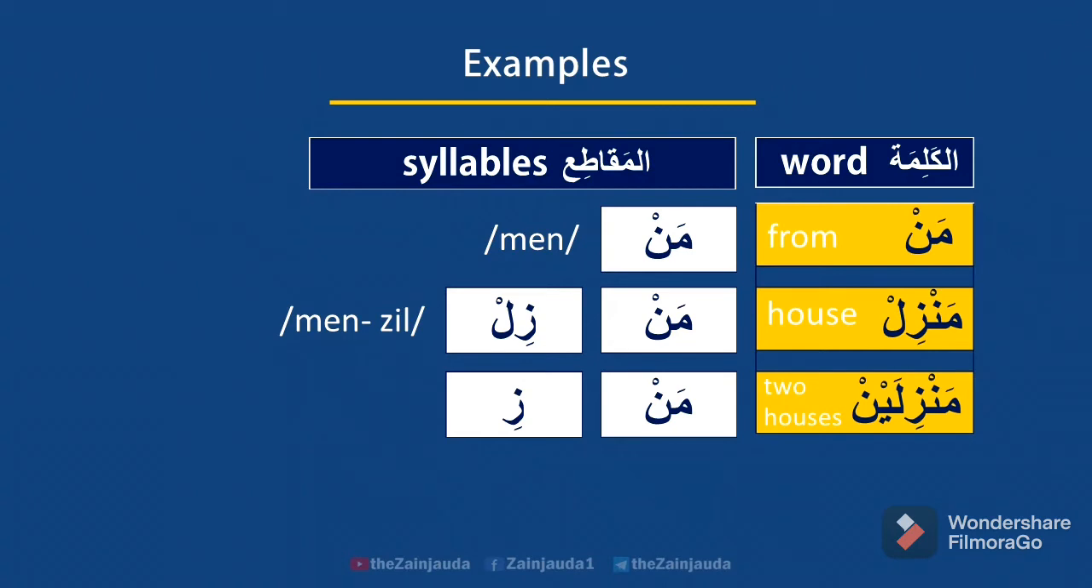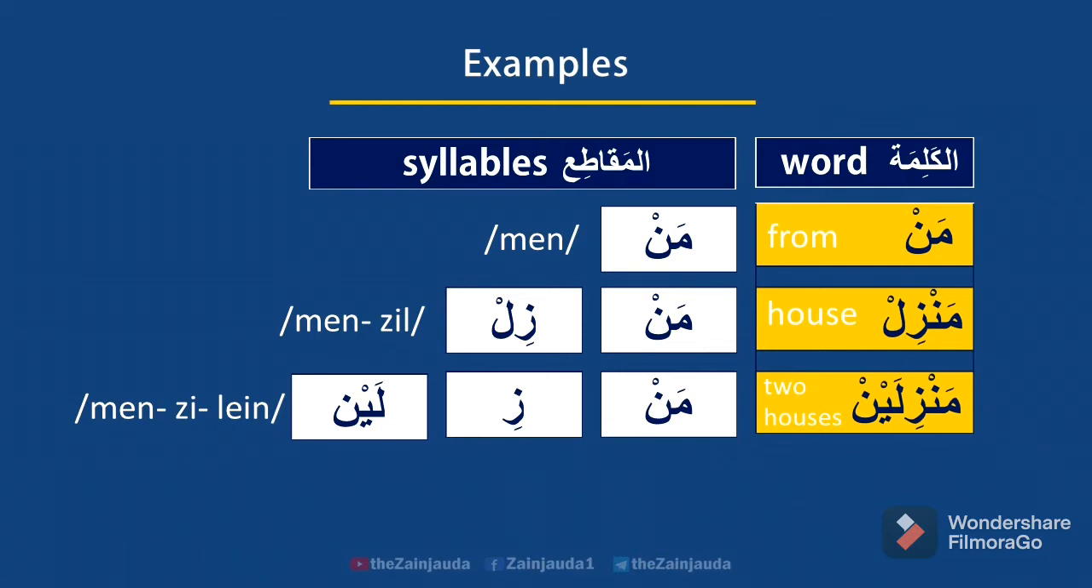The third syllable starts with the moved consonant, lam, which has fatha over it, la. Then it moves to the next letter, which is ya with a sukun, lay. And the last letter is noon, which is also sakin. So the rest three letters will form the third syllable, which is lain. So this is a word of three syllables and pronounced as manzilain.